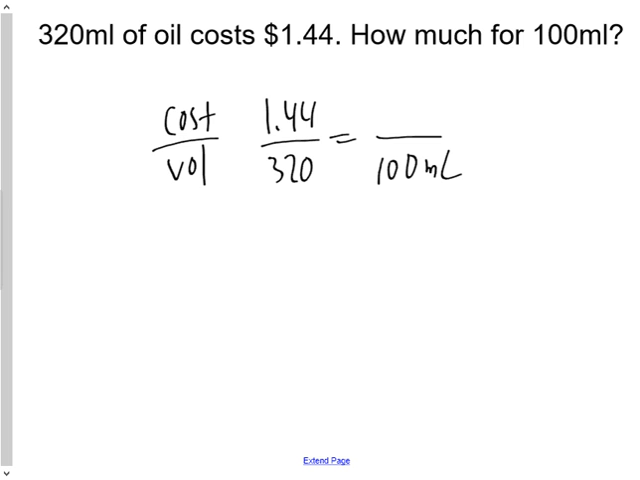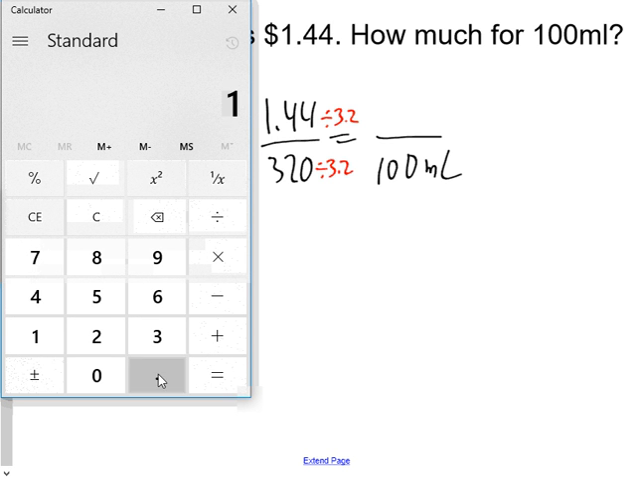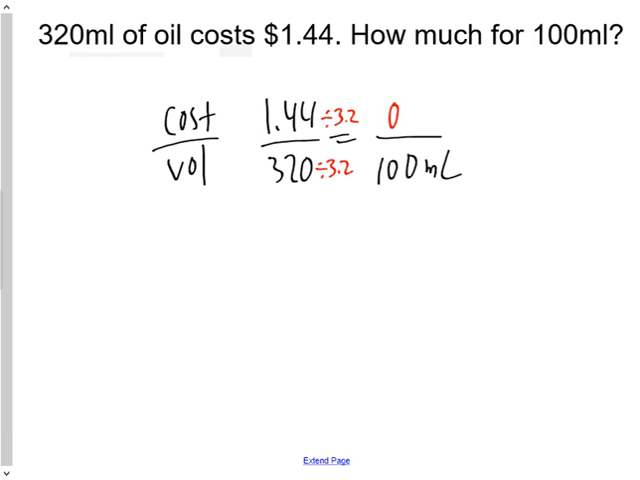Now, if I use the first method, division, what will I divide 320 by to get 100? 3.2. And if I take my $1.44 and divide it by 3.2, I get 45 cents. So how much is it for 100 mils? Therefore, it's 45 cents per 100 milliliters.